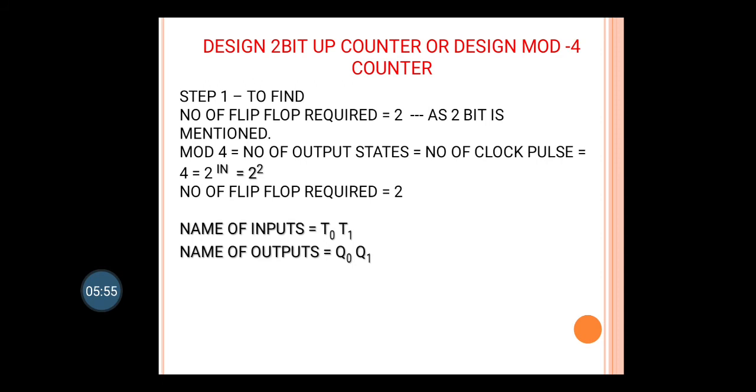If it is going in ascending order, it is called an up counter, and if it is going in descending order, that is from higher to lower, 1 1, then 1 0, then 0 1 and 0 0, and then again 1 1, that is a down counter. So here we are going to design a 2-bit up counter, or the question will be like design a mod 4 counter. Now here, step 1, the very important thing is to find the number of flip-flops.